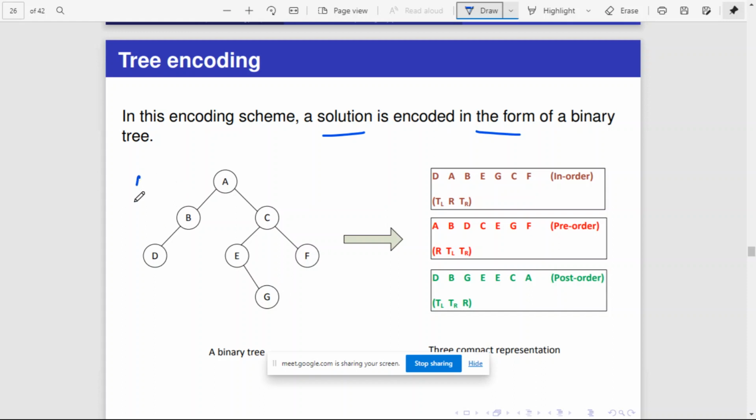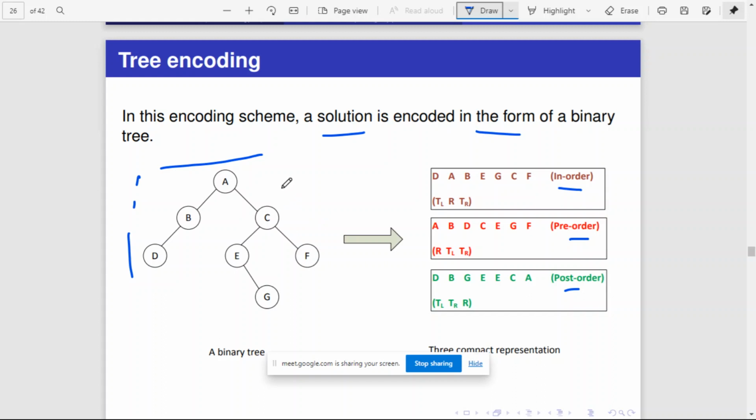So this is how we represent a binary tree pictorially. But how can we represent it in a program? There are several ways to represent a binary tree. This binary tree can be represented using in-order traversal, pre-order traversal, or post-order traversal. If you have already learned a data structures course, probably you may be familiar with this.